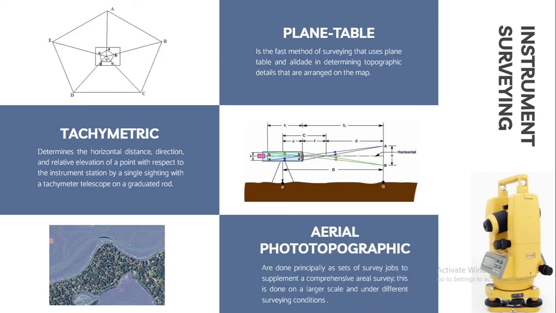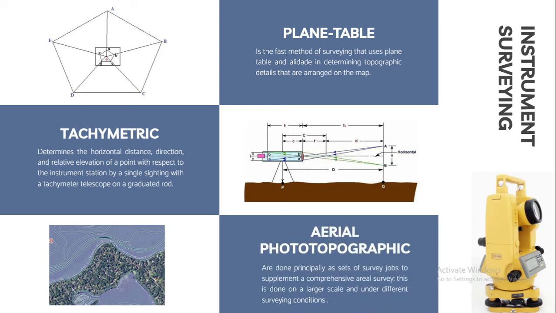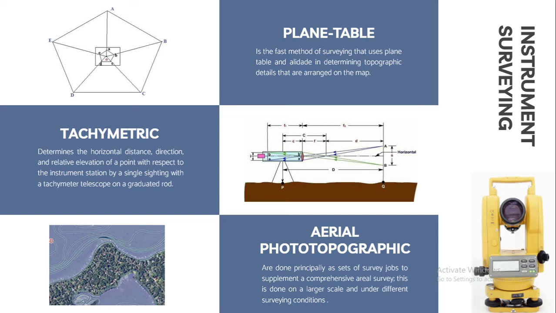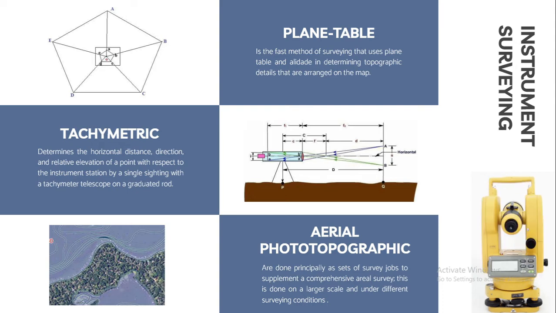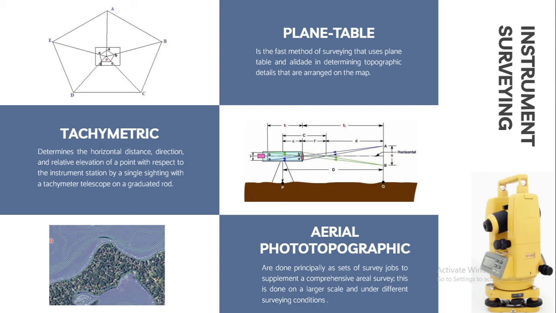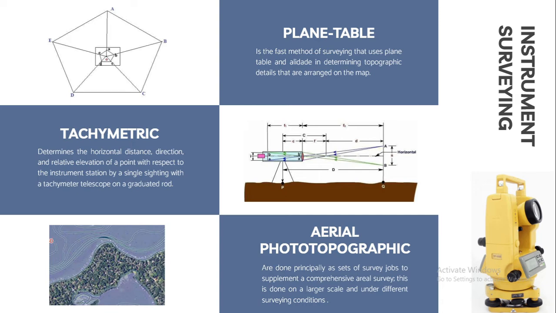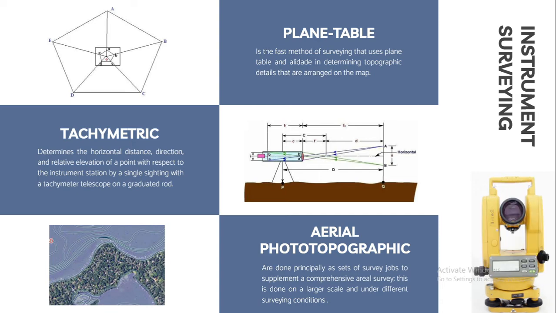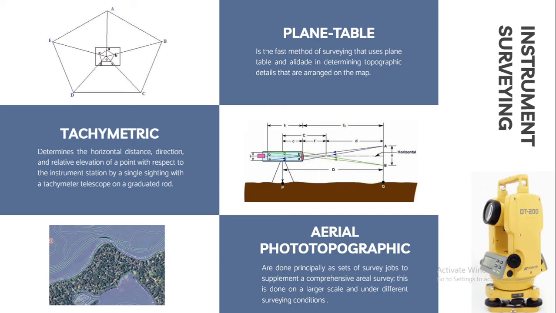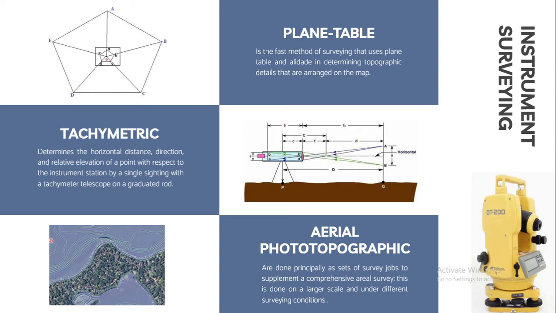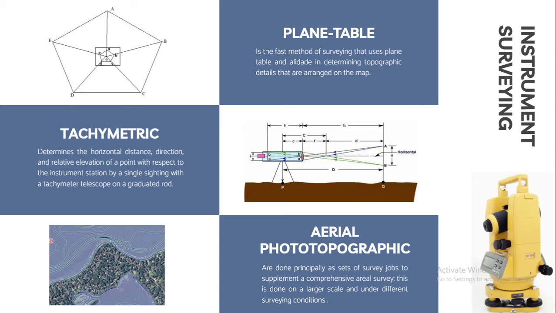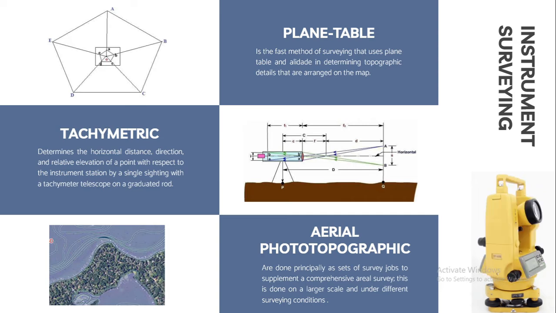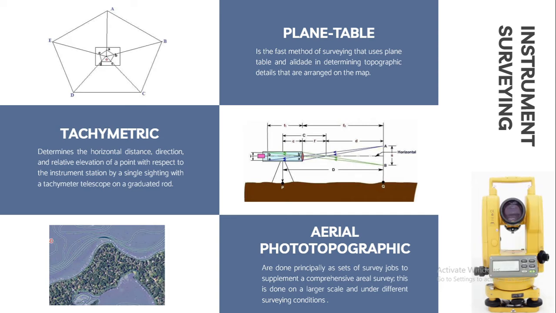Next is the aerial phototopographic surveying. The aerial phototopographic surveying is done principally as sets of survey jobs to supplement a comprehensive aerial survey. This is done on a larger scale and under different surveying conditions for the purpose of singling out particular objects. Additionally, it is also done for such specific purposes as recording the ice conditions at sea, the boundaries of river flooding, and the centers of forest fires.